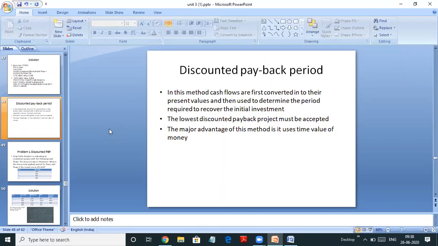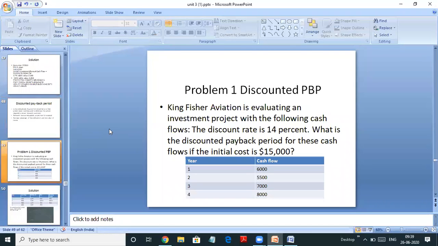Discounted payback period is nothing but finding the payback period: in how many years my money will come back to me if I invest it today. So that is payback period. And why discounted? Because we find the present value of cash flow and then find the payback period. So we call it the discounted payback period.